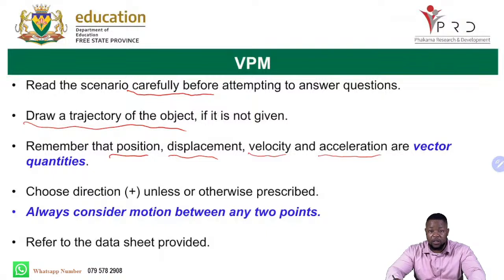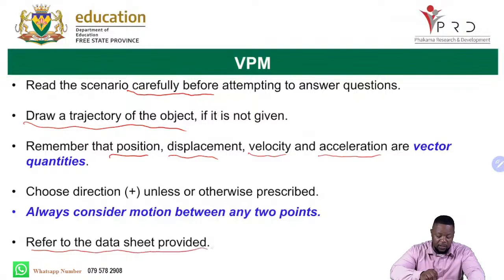Now, when dealing with these vertical projectile motion questions, it is very important to choose direction. You either choose upwards as positive or downwards as positive. And for all those equations, do not use your memory. Always refer to the data sheet, even if you know the equations very well. Always refer to the data sheet and copy the formulas or equations as they appear.